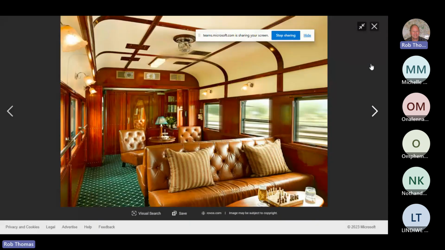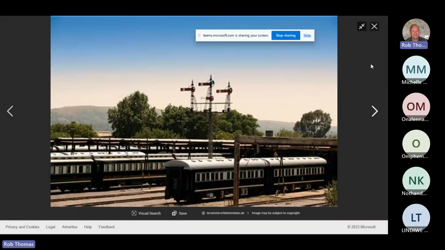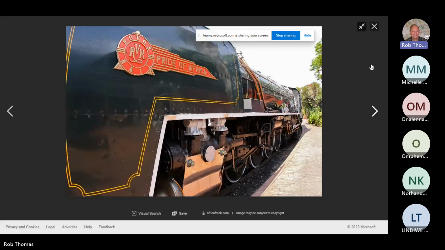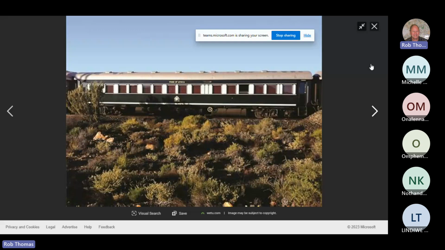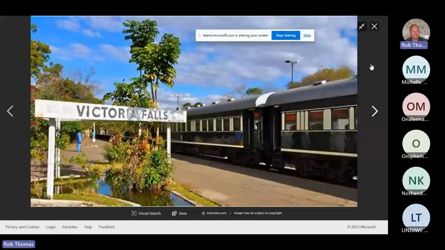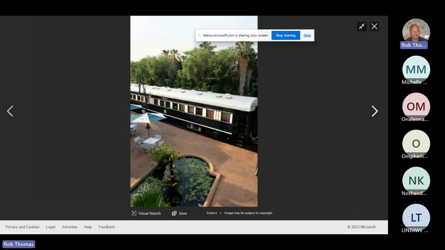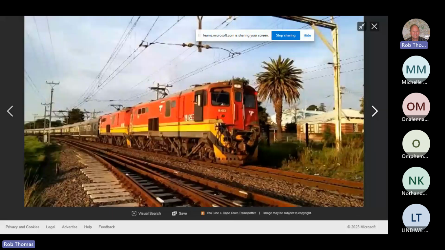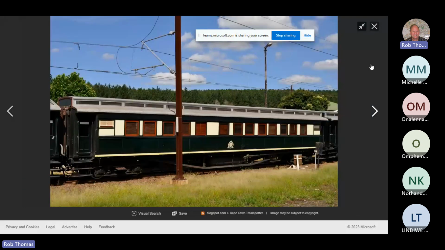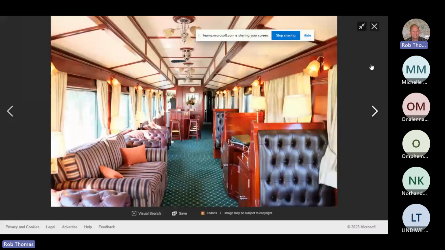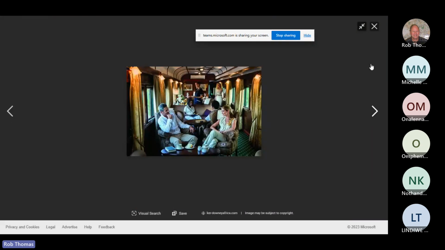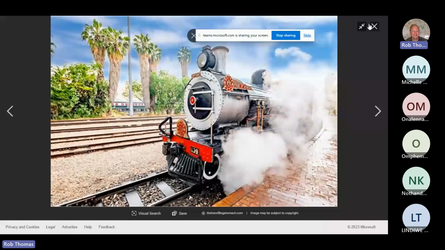It's like one of the suites that you sleep in. That's the Blue Train, actually. Okay, it's Rovos Rail still. Dining car, Victoria Falls. So they go to Vic Falls. Very pretty. That's not the Rovos Rail to my knowledge. Rovos Rail, part 2. That's the dining car again, or the cigar lounge. I think you guys get the general idea.